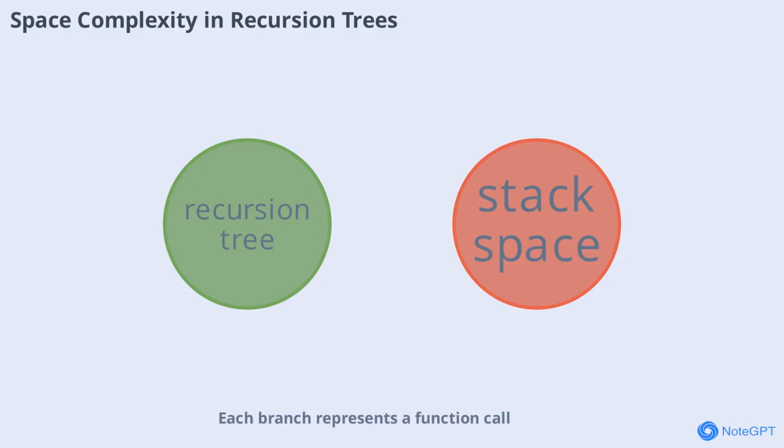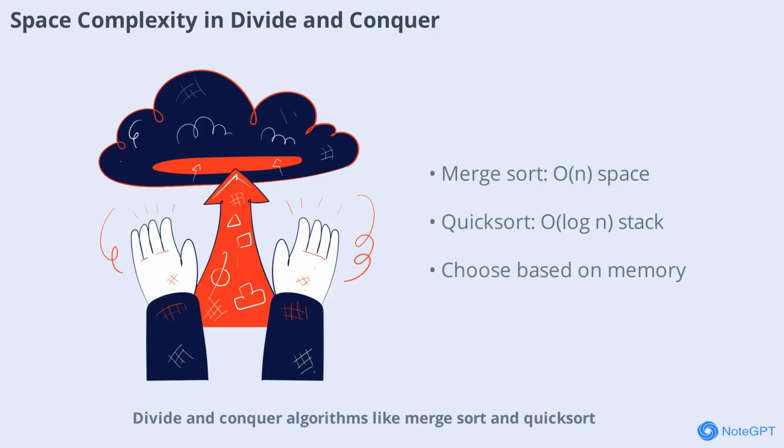Each branch represents a function call, and the depth of the tree indicates the maximum stack space needed. This visualization aids in understanding and optimizing recursive solutions. Divide and conquer algorithms like merge sort and quicksort often use recursion and extra memory for subproblems. Merge sort, for example, requires O(n) auxiliary space, while quicksort can be implemented in place with O(log n) stack space. Understanding these differences helps you choose the best approach for your needs.